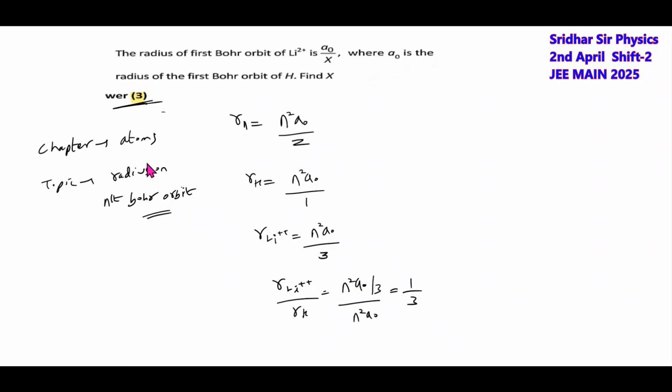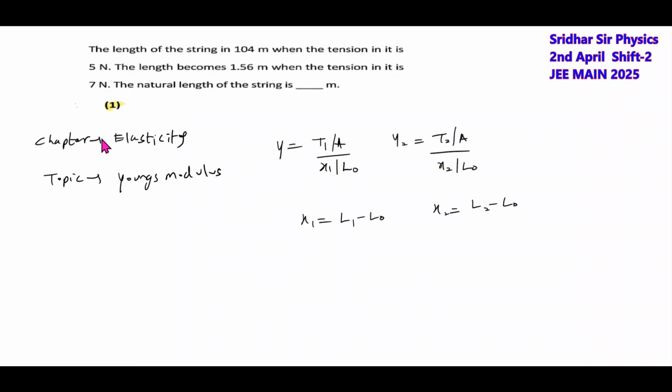Now we'll move to the next question. Now we have a question based on elasticity. The topic is Young's modulus. So the question is: the length of the string is 1.04 meter when the tension in it is 5 Newton. The length becomes 1.56 meter when the tension in it is 7 Newton. Find the natural length of the string.